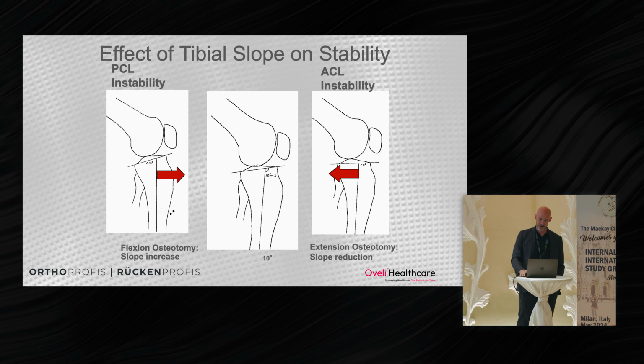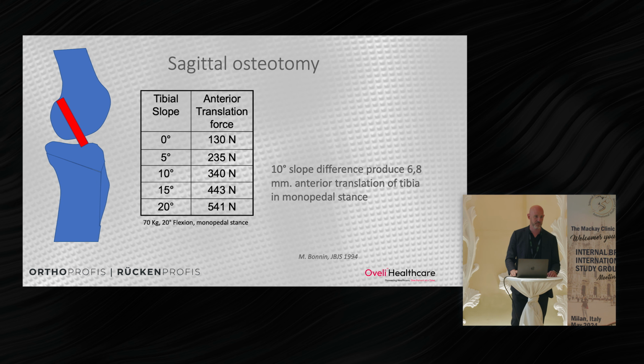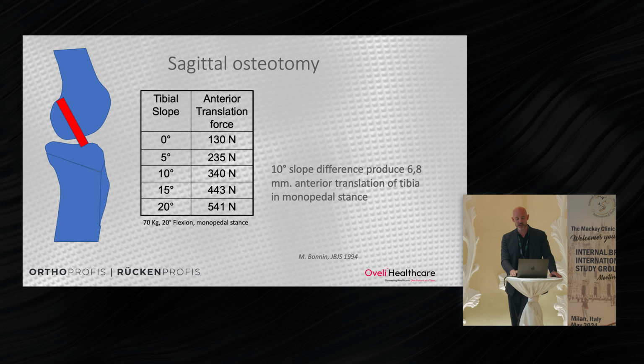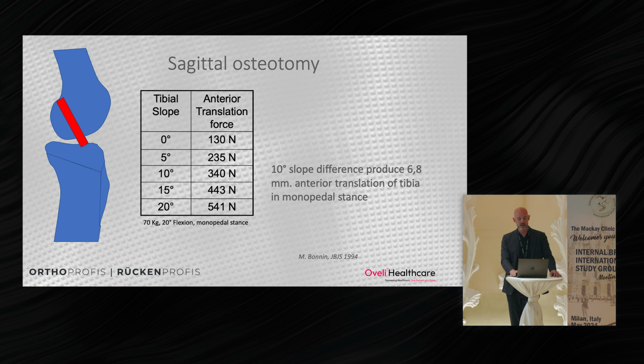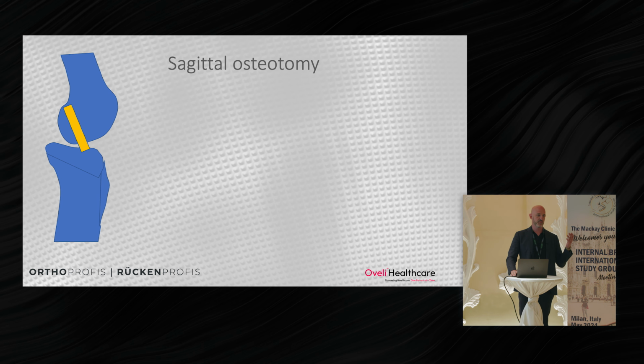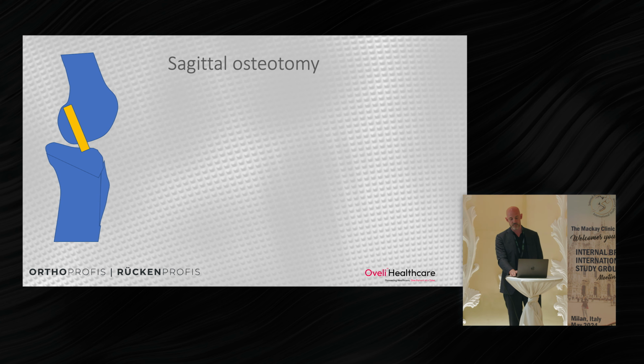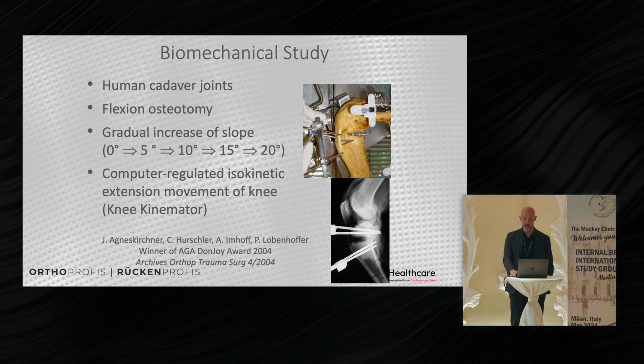Okay, so let's look at forces that we can measure based on the slope here. Obviously, with any slope and slope change that we see, there is a translation force that goes along with this. You can see here in this animation that if you are reducing the slope, with an extension osteotomy, then you remove strain from your ACL. And the same is true for the PCL. My former colleague Jens Agneskirchner made this beautiful study, actually. I think it's a landmark study.